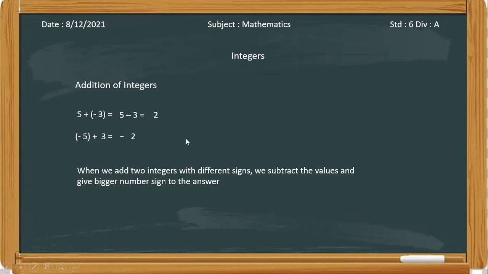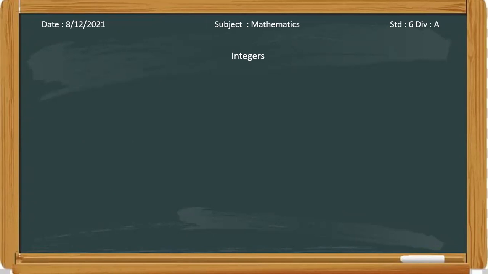So when we add integers with different signs, what do we do? We subtract them and give the bigger number's sign to the answer. Okay, understood this? How to add integers with different signs? Any doubt? No, ma'am, no doubt. Fine. So we will see the pictorial representation of this in our real life also.